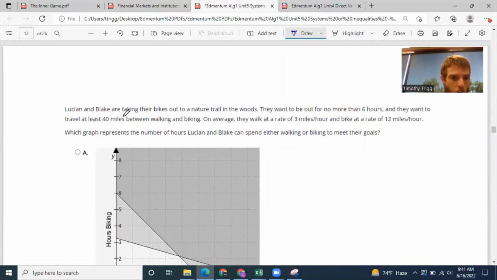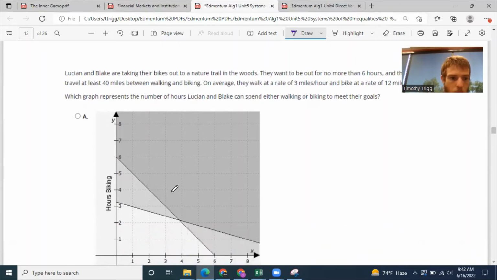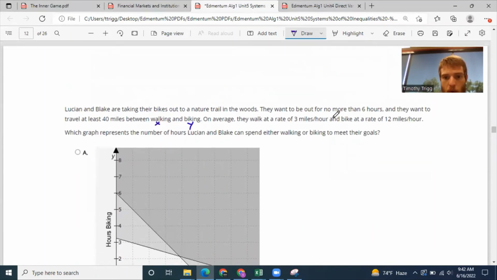Lucien and Blake are taking their bikes out to a nature trail in the woods. They want to be out for no more than 6 hours, and they want to travel at least 40 miles between walking and biking. So walking is going to be our X, and biking is going to be our Y. Now it says they want to be out for no more than 6 hours. So the amount of time spent walking plus the amount of time spent biking, we want no more than 6 hours, so that needs to be less than or equal to 6.